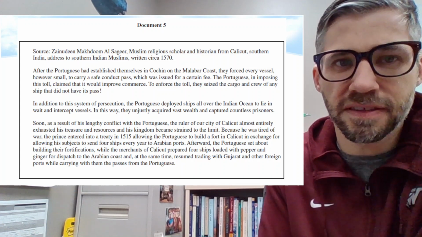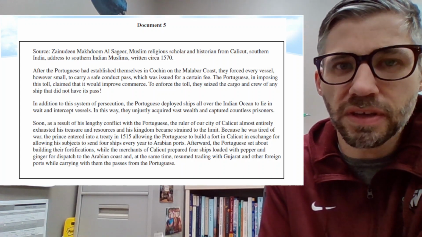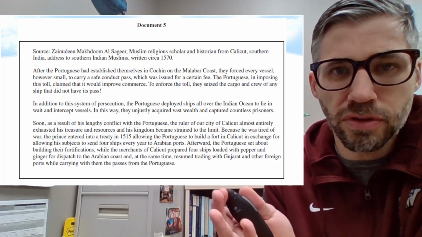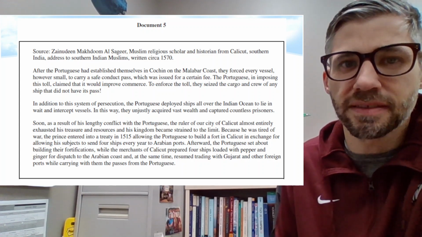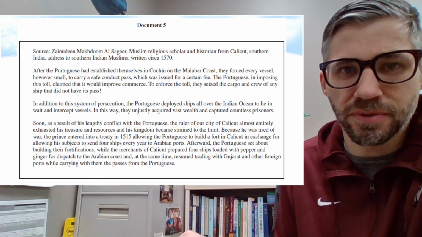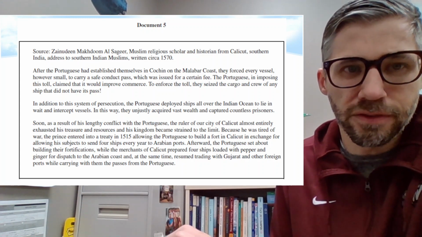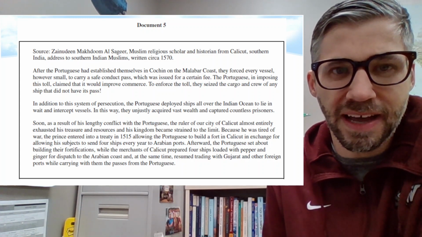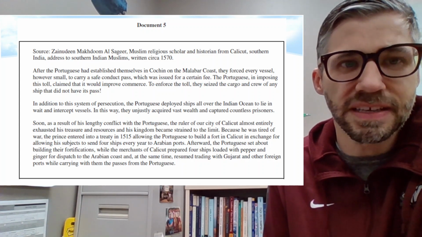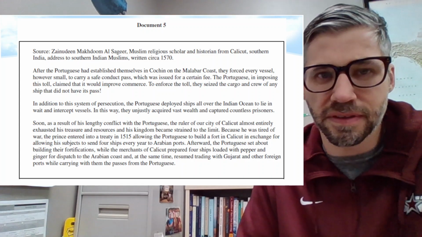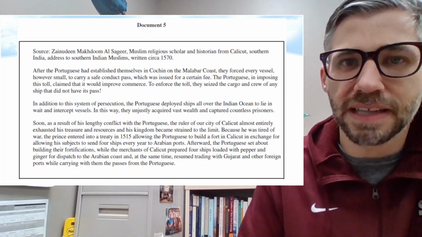In addition to this system of persecution, the Portuguese deployed ships all over the Indian Ocean to lie in wait and intercept vessels. In this way, they unjustly acquired vast wealth and captured countless prisoners. Soon, as a result of this lengthy conflict with the Portuguese, the ruler of our city of Calicut almost entirely exhausted his treasure and resources, and his kingdom became strained to the limit.